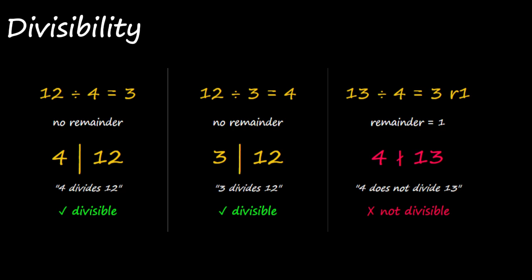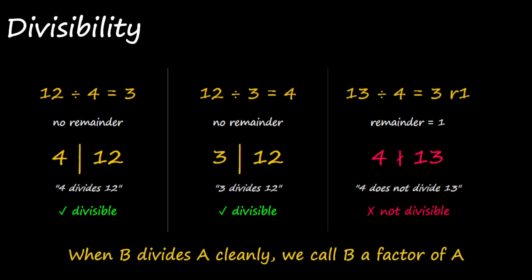When we want to write this in math notation, we use a vertical bar symbol. We write 4 vertical bar 12, and we read this as 4 divides 12. And when a number does not divide cleanly, we put a slash through the vertical bar, and we read it as 4 does not divide 13. When B divides A cleanly, we call B a factor of A. So 4 is a factor of 12. 3 is a factor of 12. 6 is also a factor of 12.